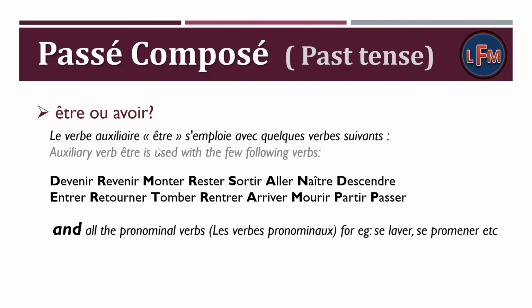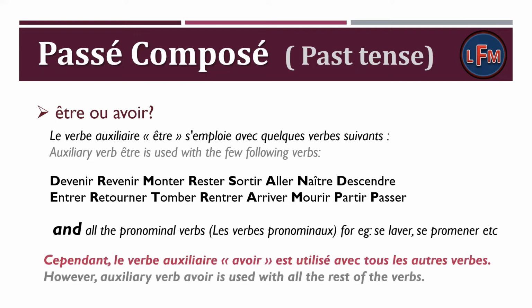Le verbe auxiliaire être s'emploie avec quelques verbes suivants. Auxiliary verb être is used with the following verbs, like devenir, revenir, monter, rester, sortir, aller, naître, descendre, entrer, retourner, tomber, rentrer, arriver, mourir, partir, passer. And all the pronominal verbs, which are called les verbes pronominaux, for example, se laver, se promener, etc.